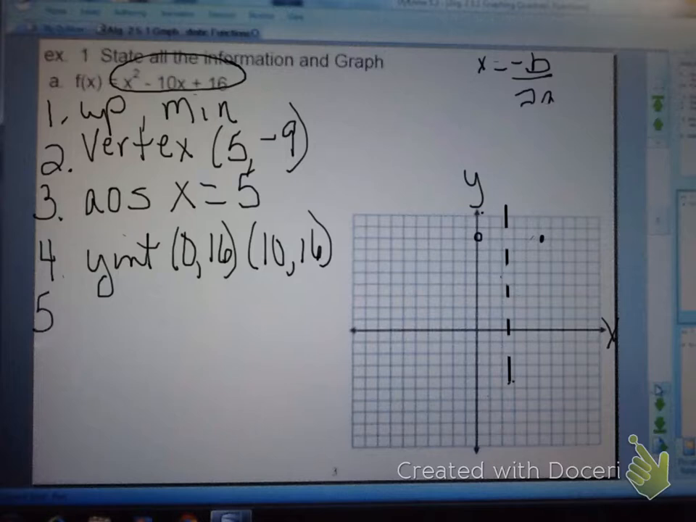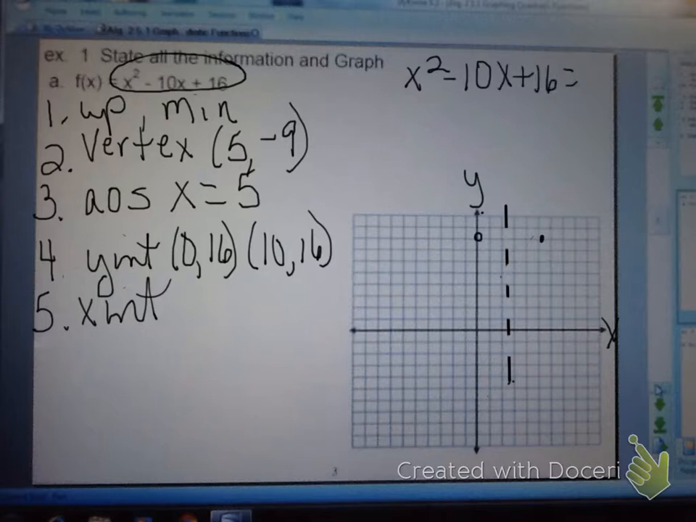Number 5 is finding the x-intercepts. To find the x-intercept, I put the equation equal to 0, factor and solve, which we worked on in section 5.3. So I take the equation and put it equal to 0. Make my two binomials. The last sign is positive, so that means they're both going to be negative. Factors of 16 that add up to 10 are 2 and 8.